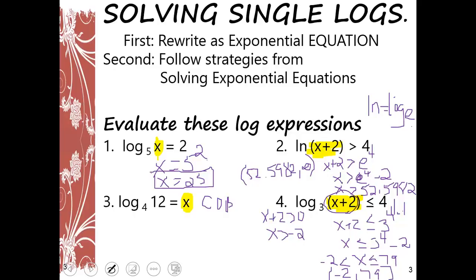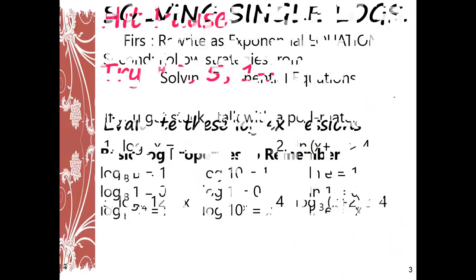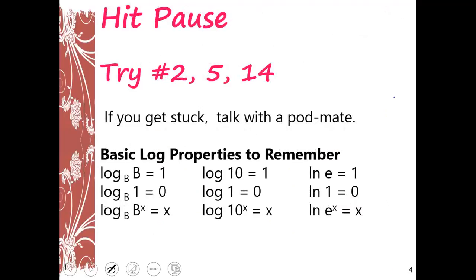Now, number 3 here, this is just change of base, so let's just use it. x equals log base 10 of the number 12 divided by log base 10 of the number 4, and we get 1.7925. All right, I'm going to have you try number 2, number 5, and number 14. Don't forget these basic log properties. They're super important to remember.